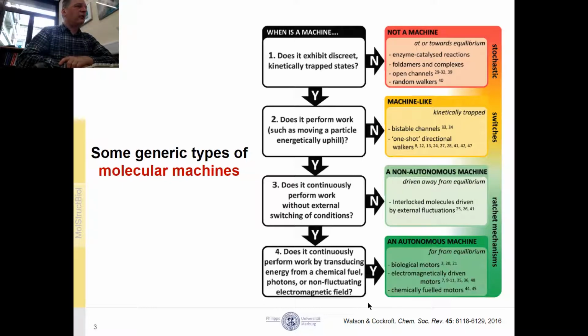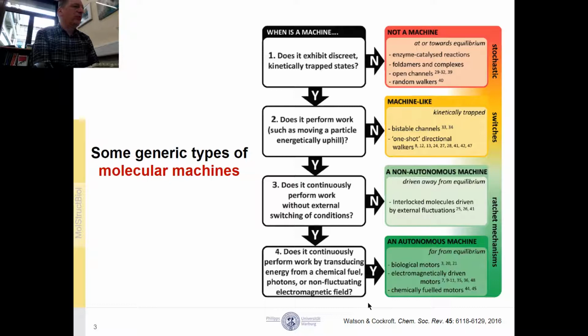Does it continuously perform work without external switching of conditions? When the answer is no, then it's a machine that is driven by external conditions. It works continuously. It's a non-autonomous machine. When it's not dependent on external switching conditions, then it is a machine that can be autonomous.